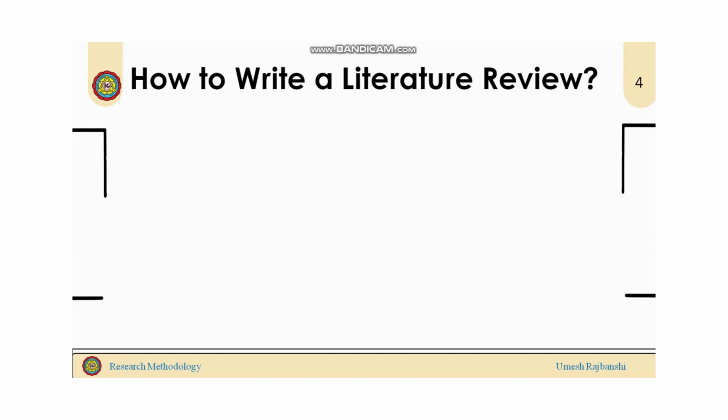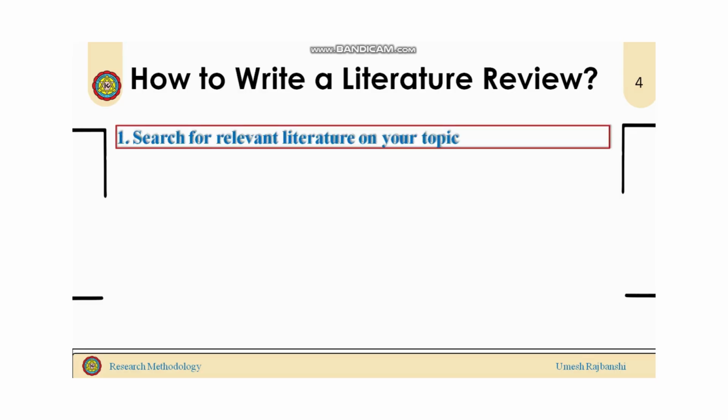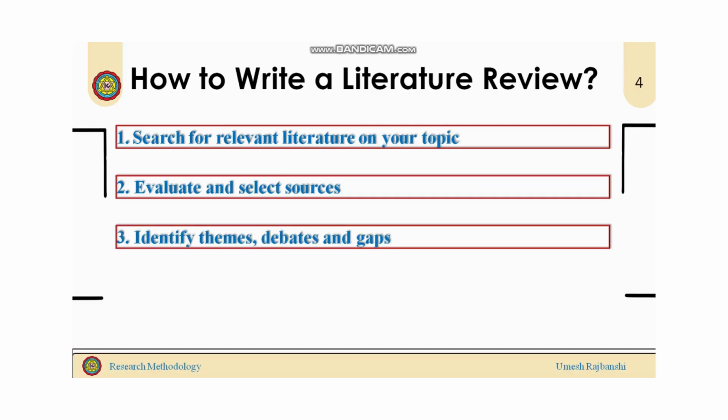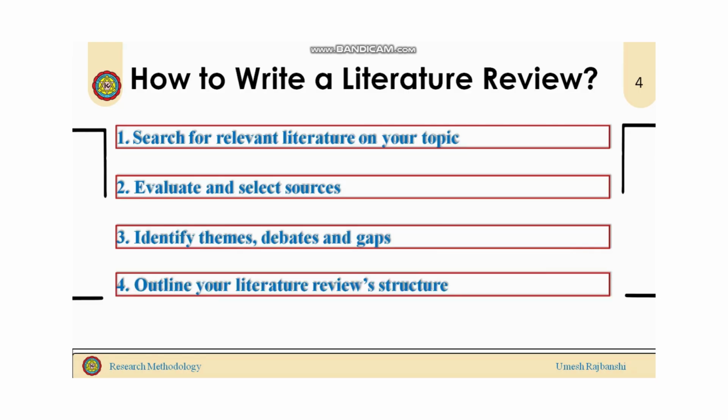Next, how to write a literature review. Let's talk about it. The first step is to search for relevant literature on our topic. The second step is to evaluate and select the sources. The third step is to identify themes, debates, and gaps. Then outline our literature review structure.